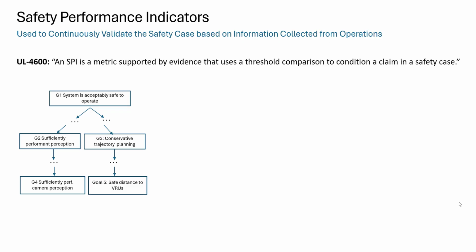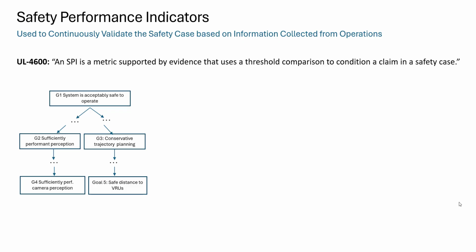The top claim is that the system is acceptably safe to operate. This claim is developed into subclaims, and we will have, at some point in the structured assurance case, branches about the sufficient performance of the perception and the trajectory planning systems. The claim about the perception could be, for example, developed along different sensor modalities, and at some point could contain a claim about the performance of the camera.